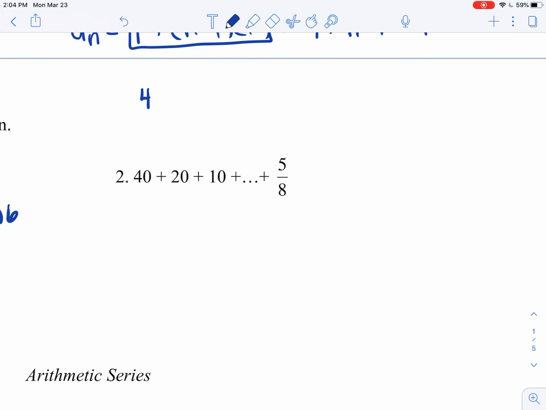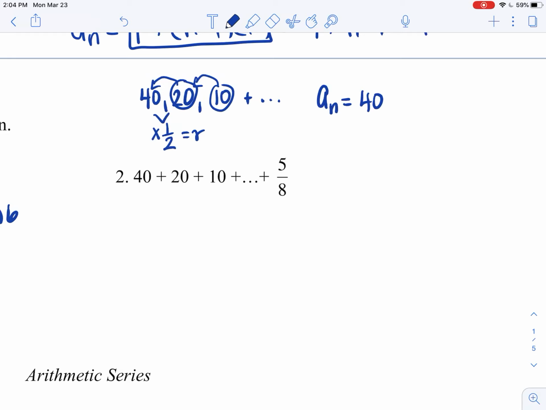Sometimes you have patterns that are geometric. So take a look at question number 2. Again, start by identifying what kind of pattern it is. As I take a look at this, I can see I'm constantly multiplying by 1/2. If you can't see that, remember that when it comes to geometric, you take a number and divide by the previous number. Notice 20 over 40 would be 1/2. 10 over 20 would be 1/2. So 1/2 is my common ratio.